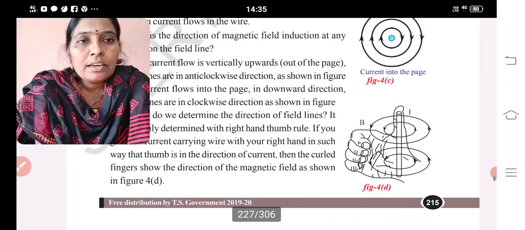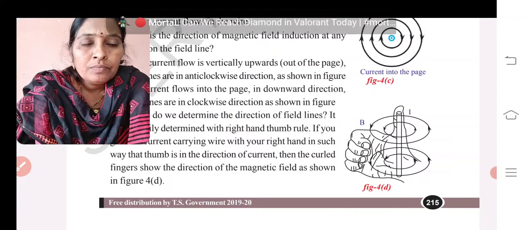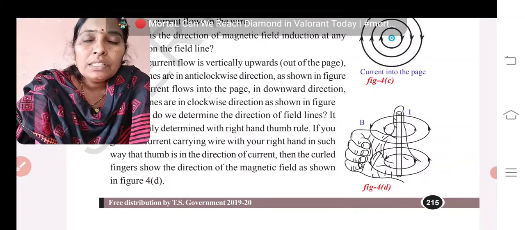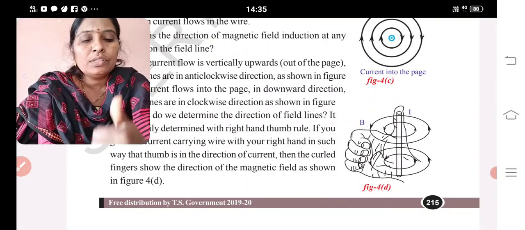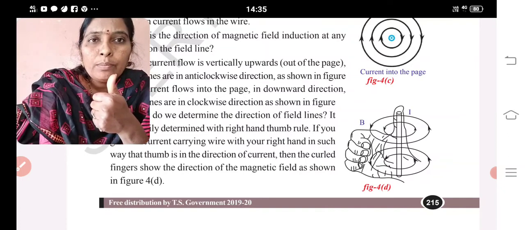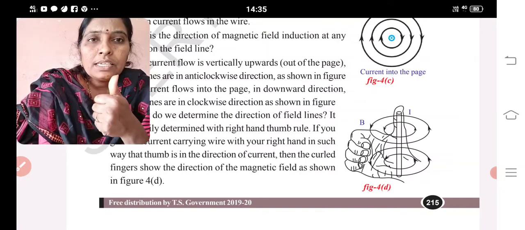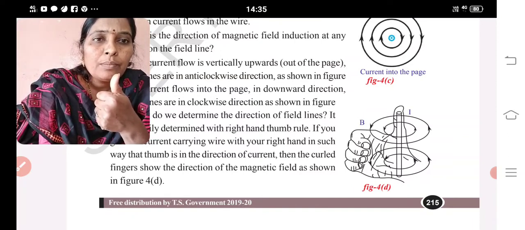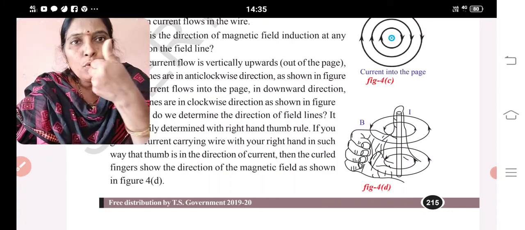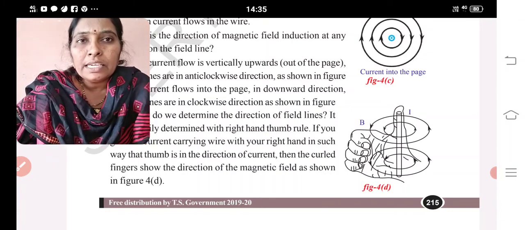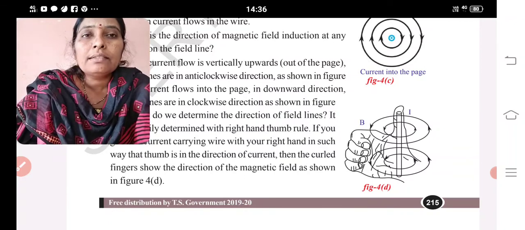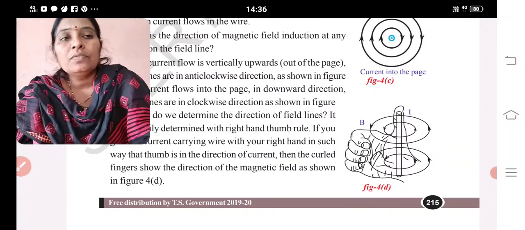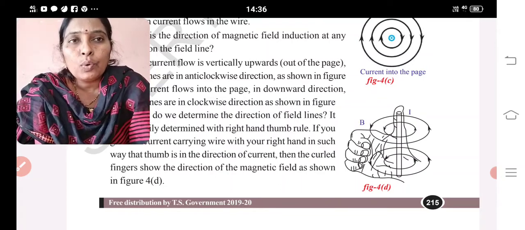And which rule determines this? If we hold the current carrying wire with the right hand thumb in such a way that the thumb is in the direction of current, then the curled fingers show the direction of the magnetic field. Suppose a straight current carrying wire is held in my right hand in a straight line. This thumb indicates the direction of the current. The remaining four fingers which I am curling indicate the magnetic field. So around the electricity there will be the magnetic field. This is about the right hand thumb rule.